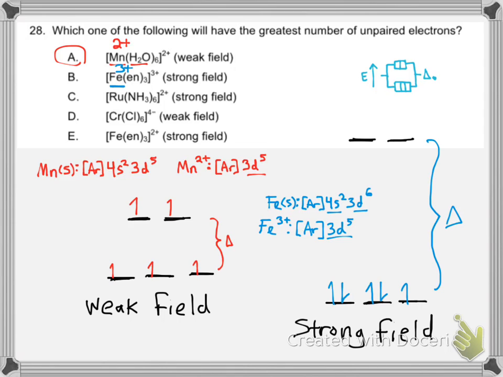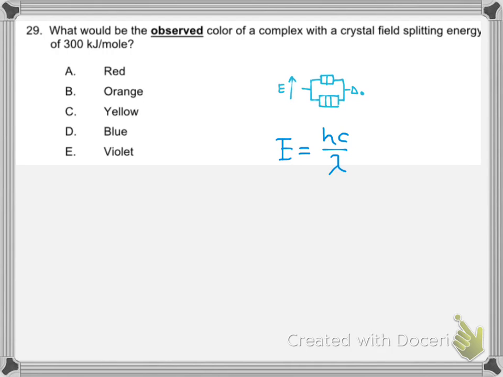So choice A is the winner here. In this problem, we're relating the crystal field splitting energy with the observed color. So anytime you want to relate wavelengths and energy, we can use this equation here: E is equal to hc divided by lambda. A quick important note though, here energy must be in joules per photon.